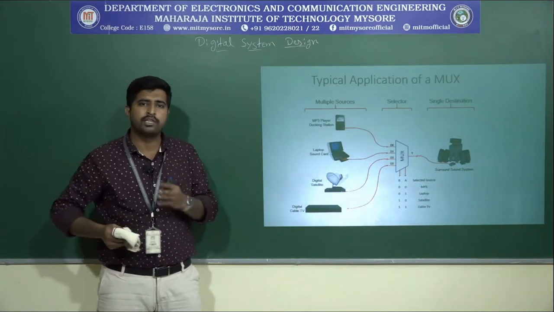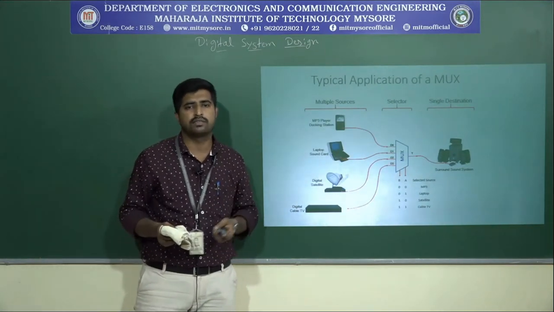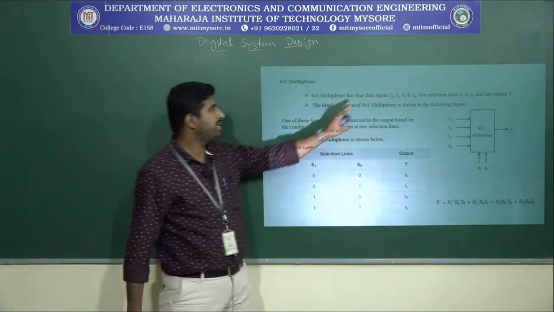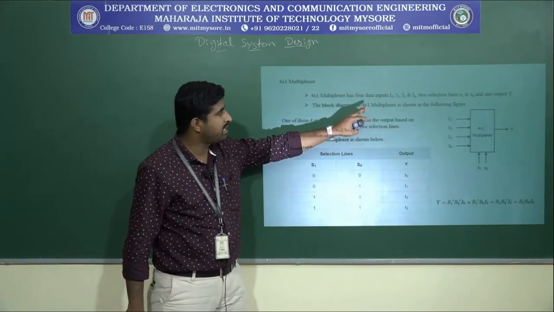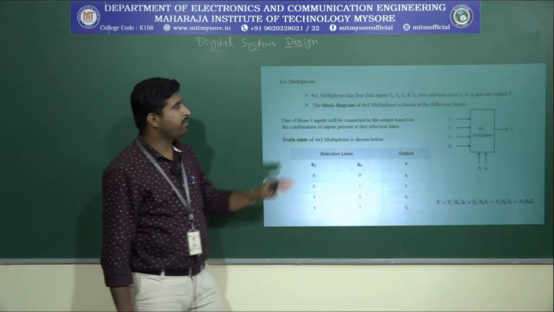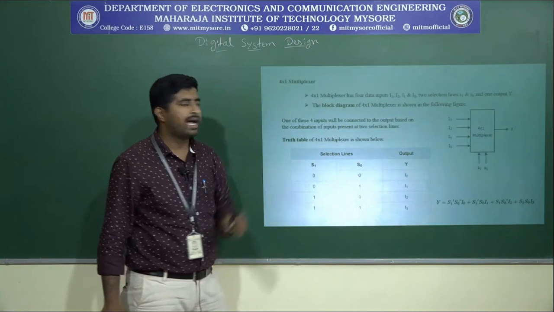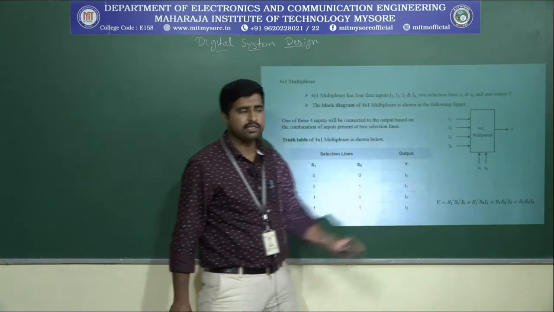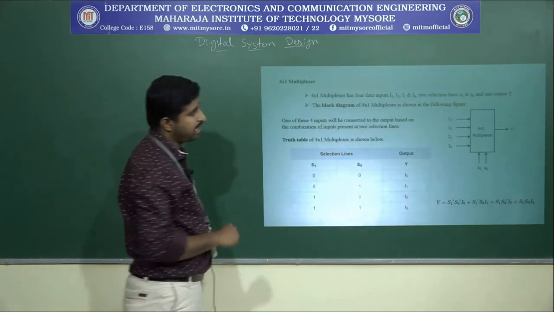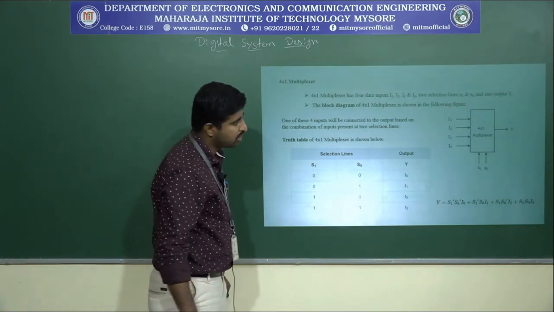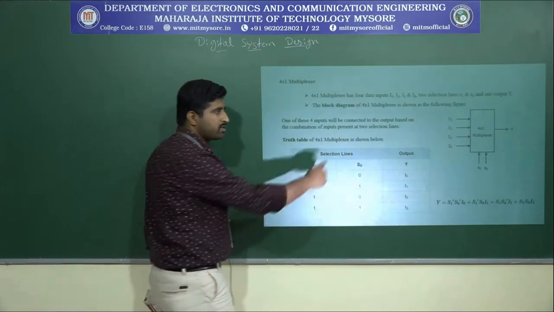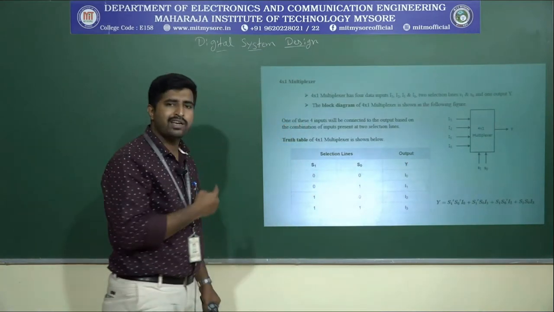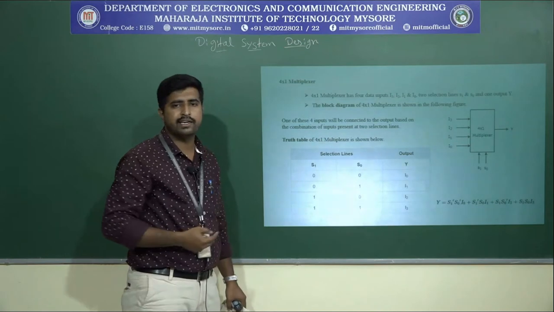To understand the operation of a multiplexer, let's take a 4:1 mux. The 4:1 multiplexer has 4 inputs, which we name I3, I2, I1 and I0, and there will be 2 select lines, which we name S1 and S0, and 1 output, which is Y. This is the block diagram of a 4:1 mux. How will this mux work? According to the select lines S1 and S0, any one of the inputs I0 to I3 will be connected to Y.